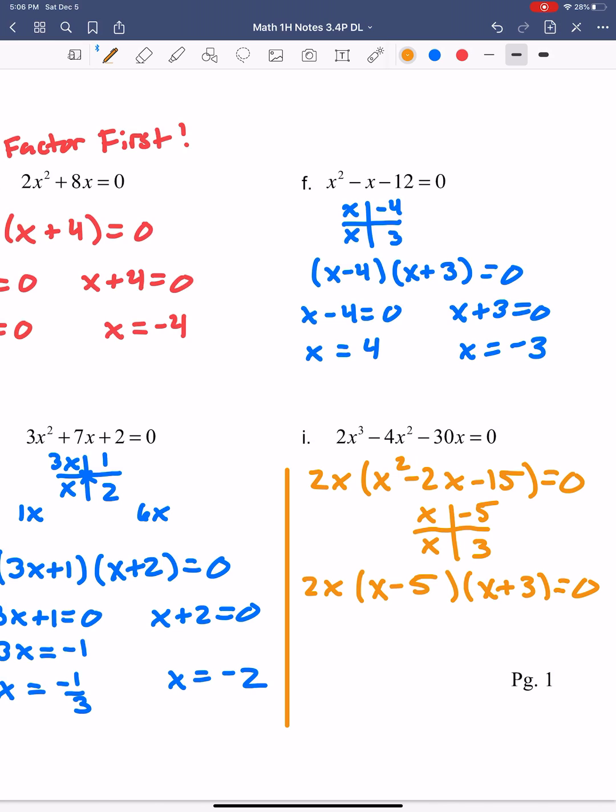Okay. And for this one, I have 3 factors, right? So that's going to be 3 equations, because I know that if I'm multiplying these 3 factors together and I have a 0 on one side, then at least one of these 3 factors has to be equal to 0. So I'm going to set them all equal to 0 separately here. First, 2x equals 0, x minus 5 equals 0, and x plus 3 equals 0. So I get my options as x equals 0, x equals 5, or x equals negative 3.